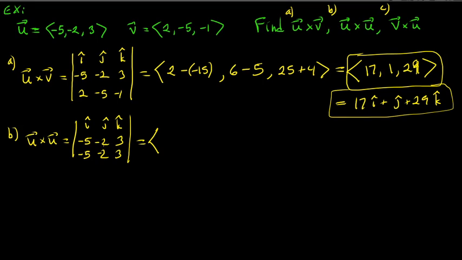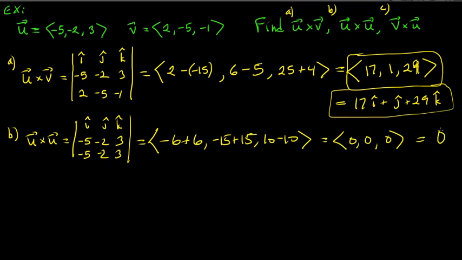So this is going to be -2 times 3 is -6, minus -6. And then we get -15 plus 15. And we get positive 10 minus 10. So yep, the first component is 0, the second component is 0, the third component is 0. This is just the 0 vector. So if that looks like a coincidence, it's not. If you take the cross product of any vector times itself, you always get the 0 vector.